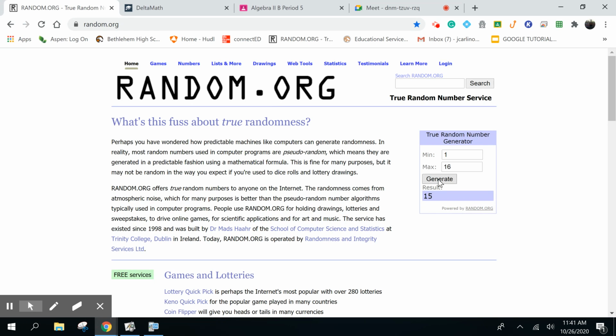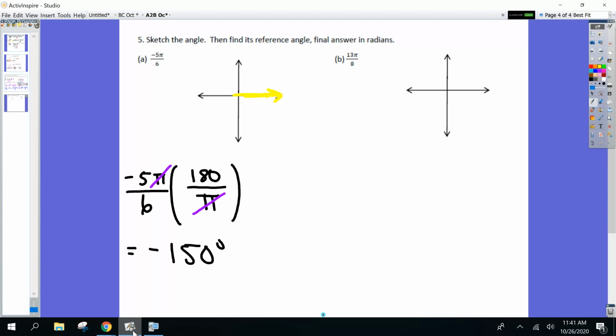Katie, what quadrant am I in? Negative 150. The third. Great job. Third, closer to 180. Remember your arrow here, it's got to go clockwise. So it's not that bad, right? Sketching it in radians, I just turn it into degrees and I'm good.